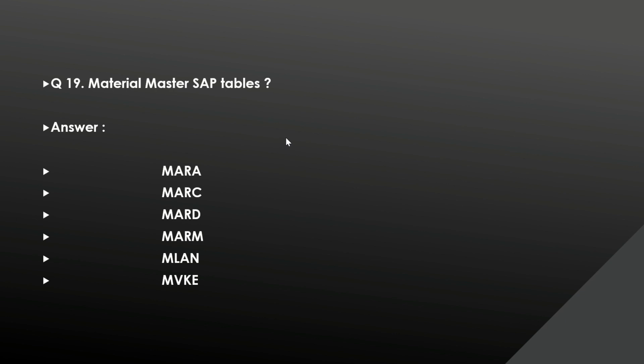Next, question 19. What are the material master SAP tables? MARA, general material data, which has basic data. MARC, plant data. MARD, which contains storage location data. MARM consists of unit of measurement data. MLAN has tax data for materials. And finally, MVKE has sales data for materials.